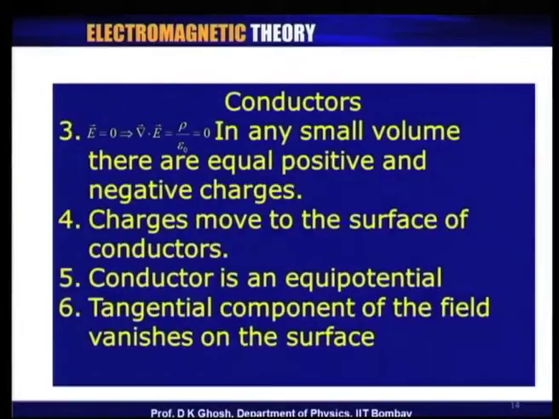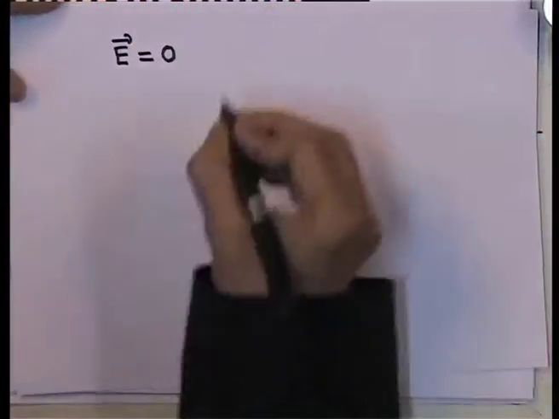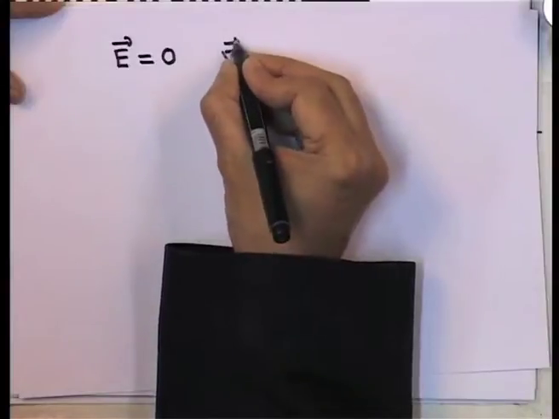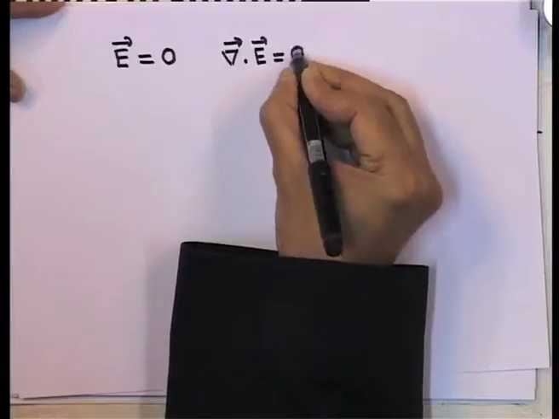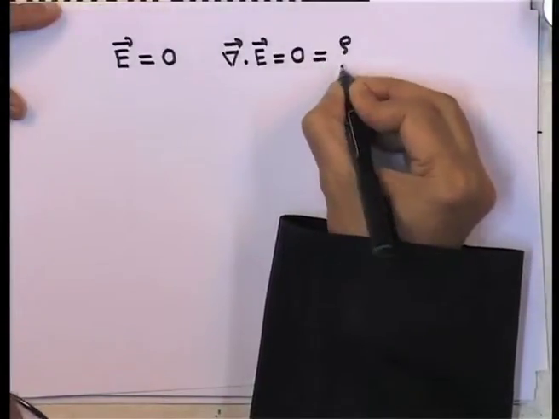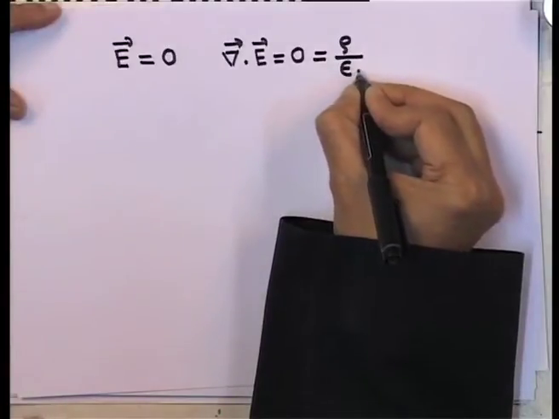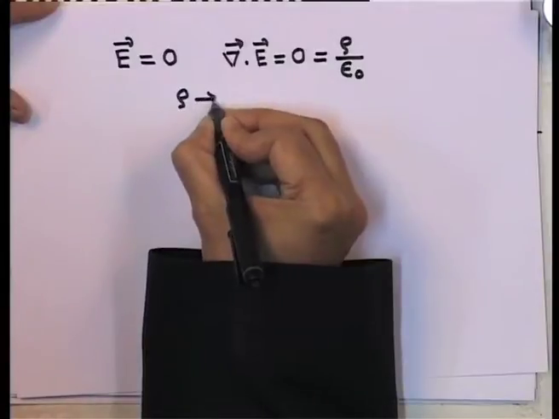Now, let us look at some consequences thereof. Now, if the electric field is 0 inside, then you know that the divergence of the electric field will also be 0. But according to Gauss's law, divergence of the electric field is charge density divided by epsilon 0, which means charge density is 0.